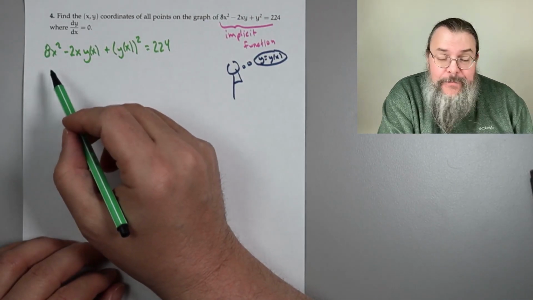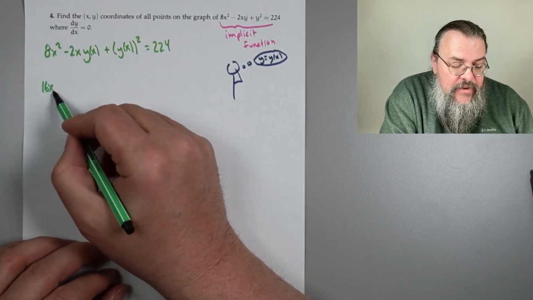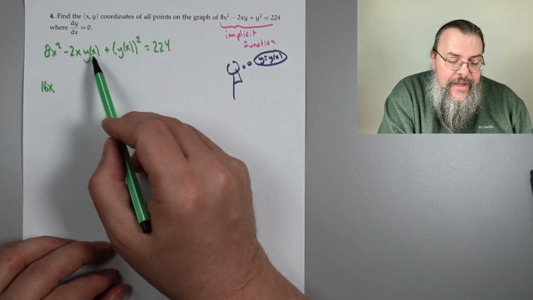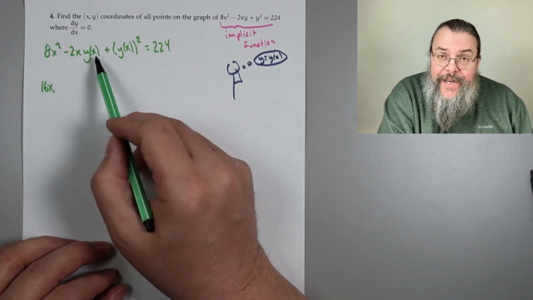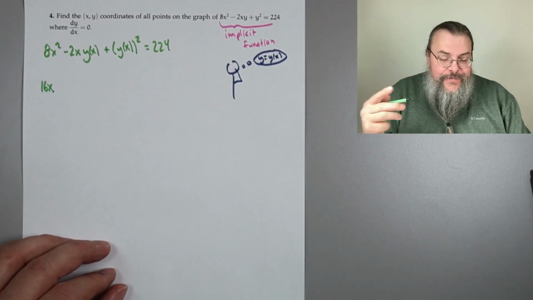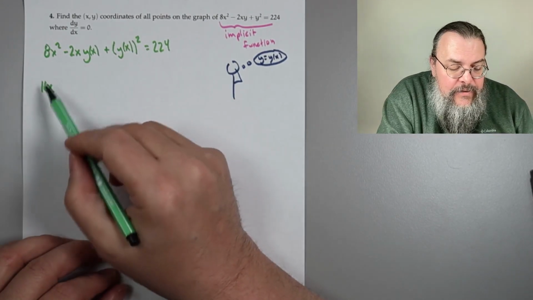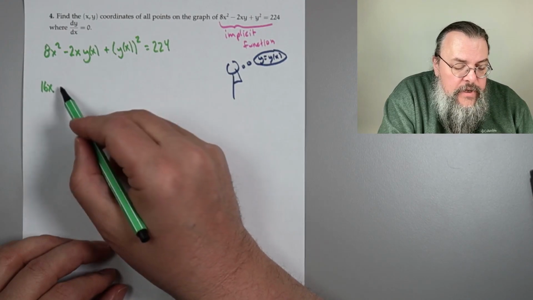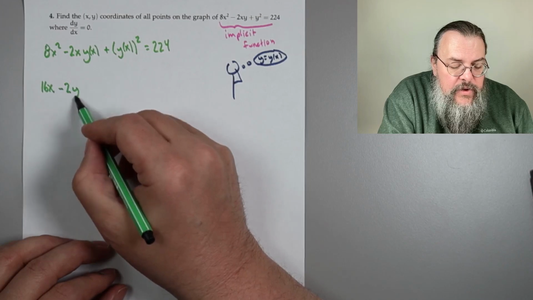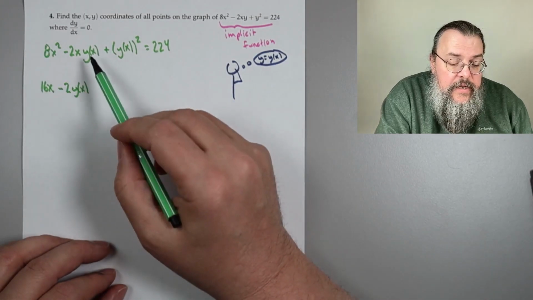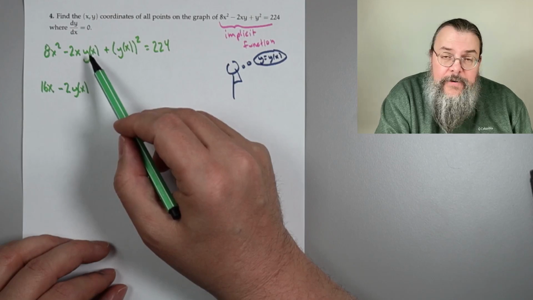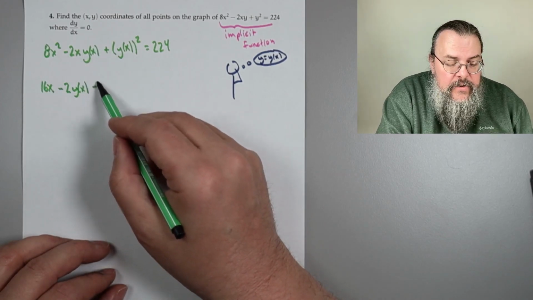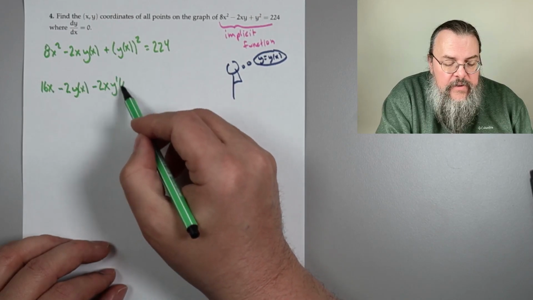Derivative of 8x squared is 16x. Here, when we take the derivative, what do we need? Product rule, right? Because x shows up in two places, both x and y. Now that's the key to this. You have to remember product rule. All right, so 16x, and then here, derivative of the first, that would be just 1. So minus 2, don't forget about that, minus 2 y of x. And then derivative of the second. Derivative of y is y prime, or dy dx. So that would be minus 2x y prime of x.